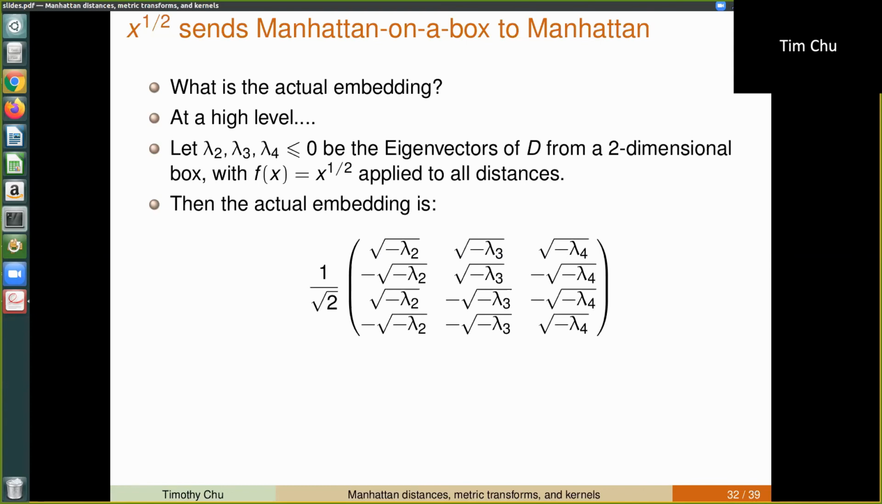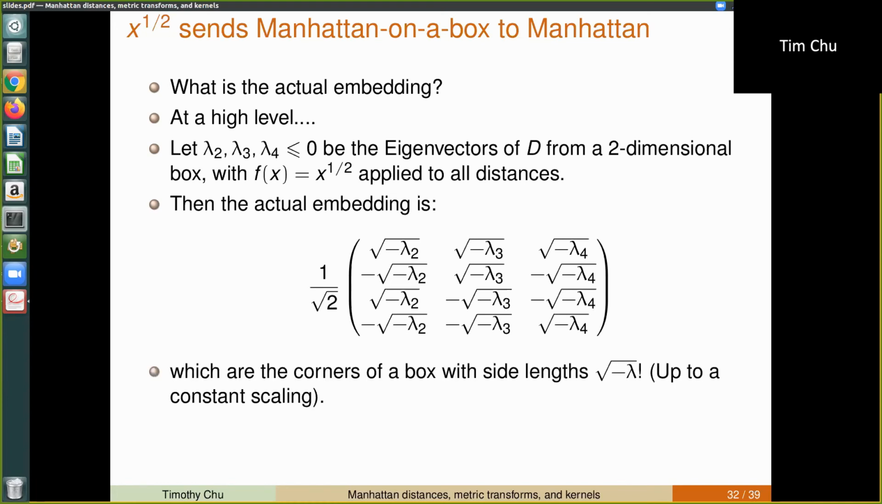If you look at this matrix, each column is a Hadamard vector, a column of the Hadamard matrix, scaled by the square root of a negative eigenvalue. So again, this is the actual embedding. Where did this come from? Just look at each column. It's a scalar copy of one of the vectors in our Hadamard matrix. And it turns out these are the corners of a box with side lengths square root of negative lambda 2, square root of negative lambda 3, and square root of negative lambda 4. Here I ignored the constant scaling factor.